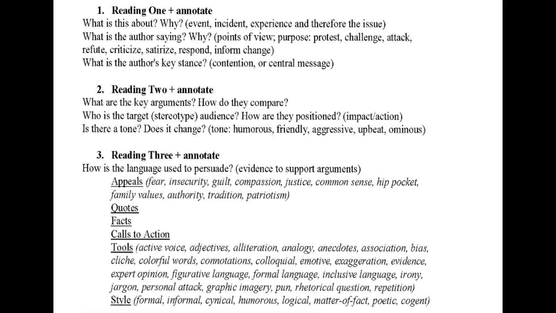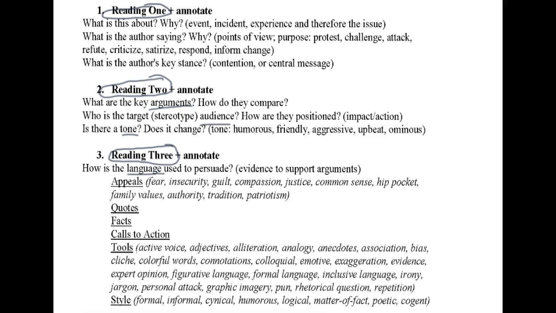Okay, this is the third part of the tutorial on how to analyze the argument. If we just recap quickly, we've already looked at the first reading, which was to get the big picture stuff like the issue, the point of view and the key contention. We then went on to do the second reading, which was to get the key arguments, the audience, and the tone. In this tutorial we're going to move on to the nitty-gritty stuff, which is the third reading. This is when we're looking for the language.